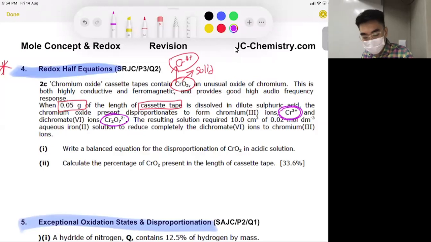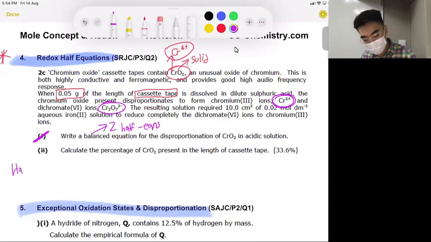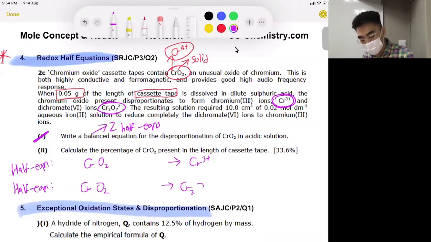What you probably can tell yourself is that in order to get the equation for this disproportionation, you need to create two half equations. You need to manually solve for two half equations and combine them. So what are these two half equations? I will just write it out here to help you kickstart. Half equation 1, half equation 2. You need to start balancing in this way: CrO2 and Cr3 plus, CrO2 and Cr2O7 2 minus. Balance it manually.